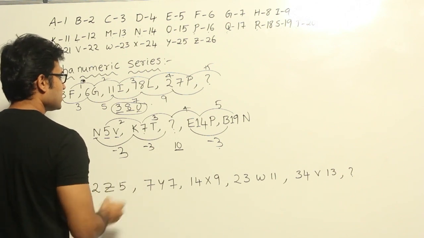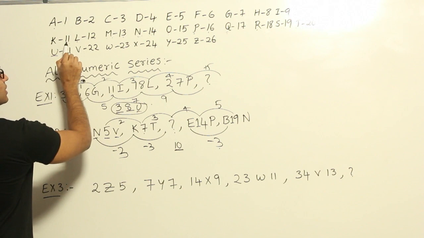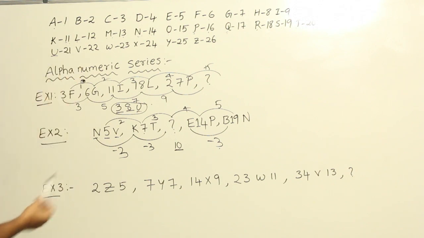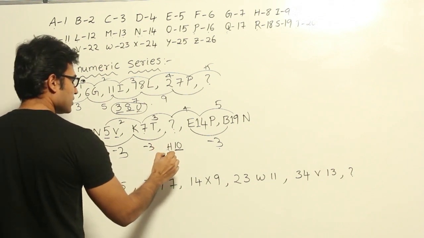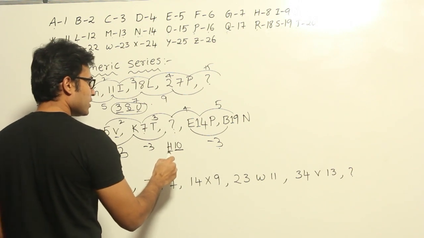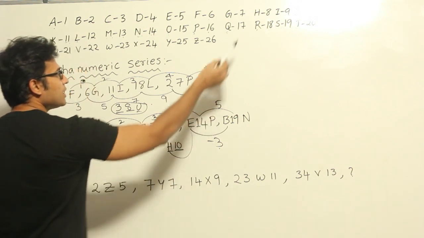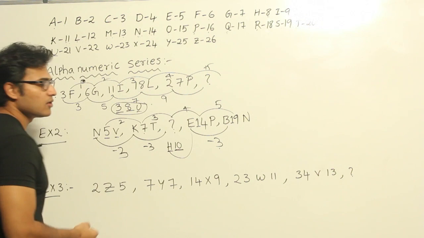So let's see what happens if I do minus 3 from K. K is 11, and 11 minus 3 means it is going to be 8, which means you are supposed to get H. Now I am not sure whether it is right or wrong, therefore from here if I do minus 3 I am supposed to get E. So H is 8. From this if I do minus 3 I am supposed to get 5, yes, which is E, therefore it is right.